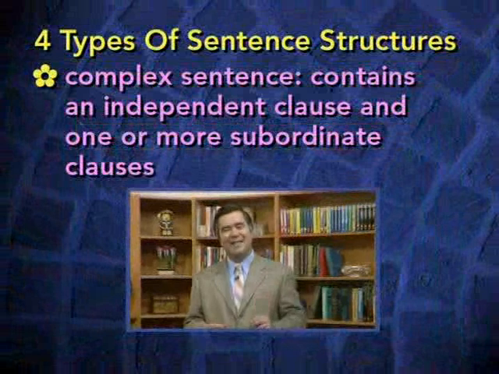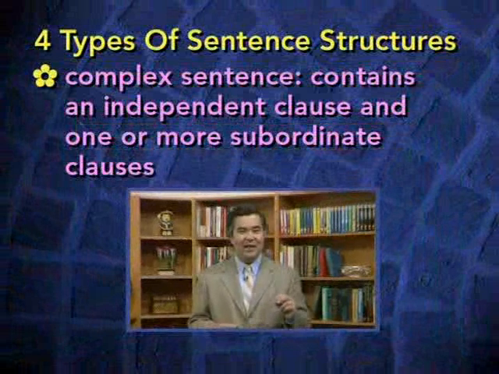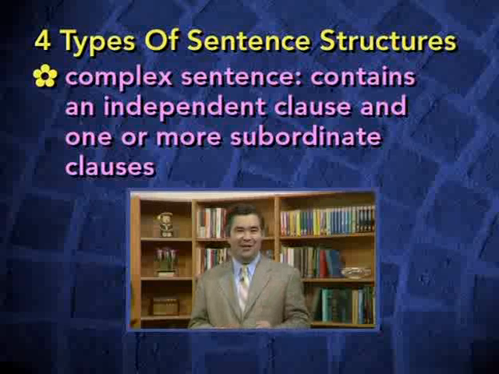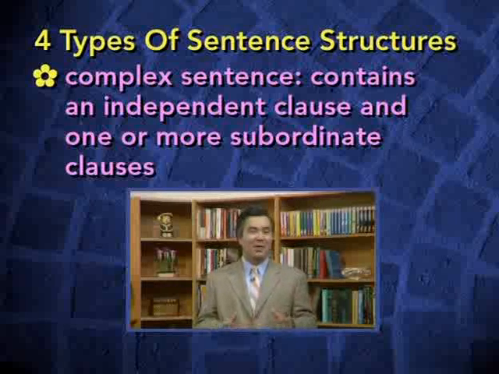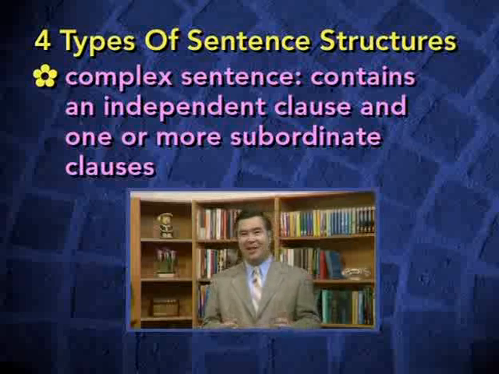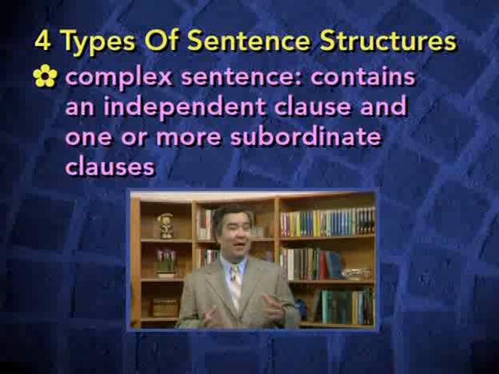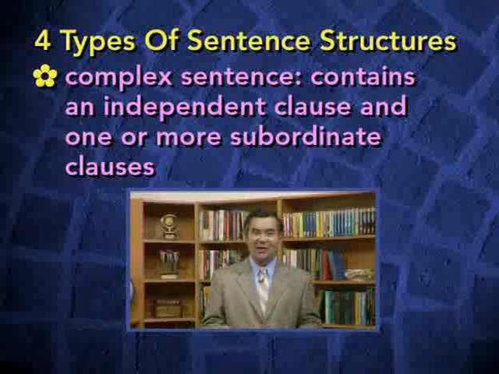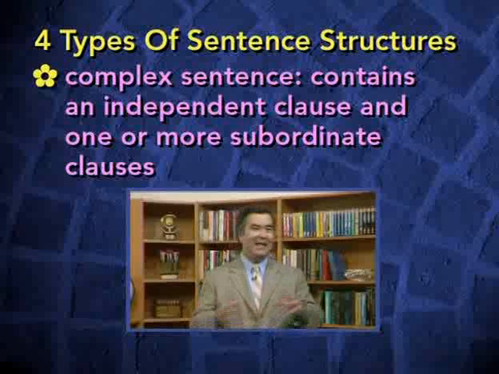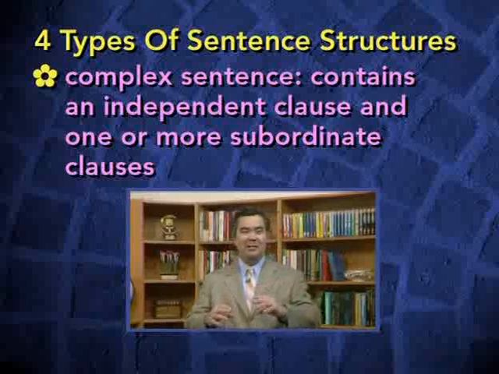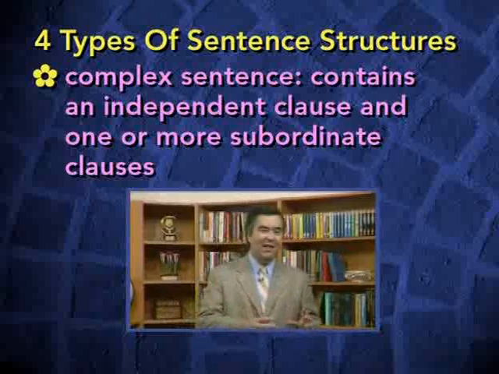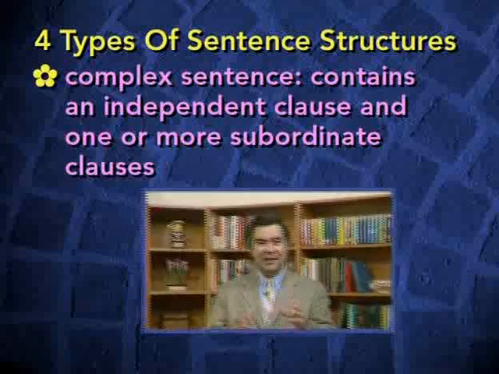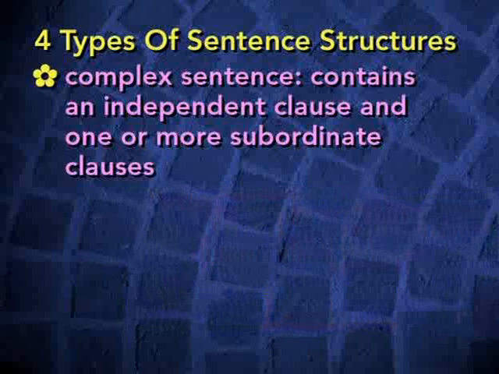A complex sentence contains an independent clause and one or more subordinate clauses. Now remember, the subordinate clause cannot stand alone as a sentence. However, it works perfectly well when it is attached to an independent clause. It normally has a secondary or less important meaning, and it needs the independent clause in order to express a complete thought. Let's take a look at an example of how this works.